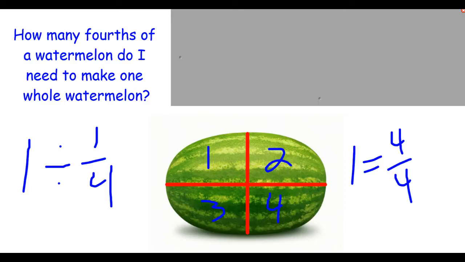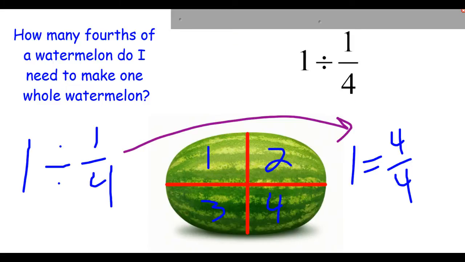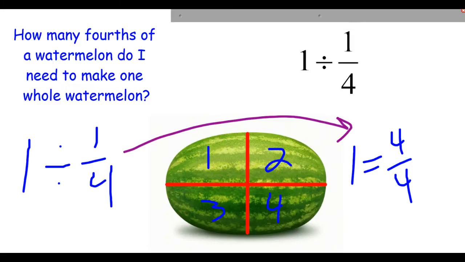So we can think about this very intuitively, that to divide 1 by 1/4, we just say, okay, well 1 is the same as 4/4. So therefore, 1 divided by 1/4 is 4. It takes 4/4 to make 1.